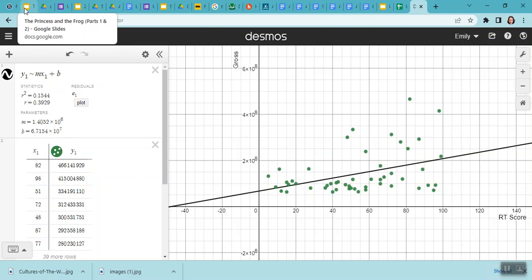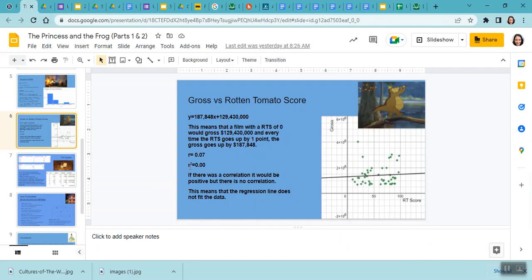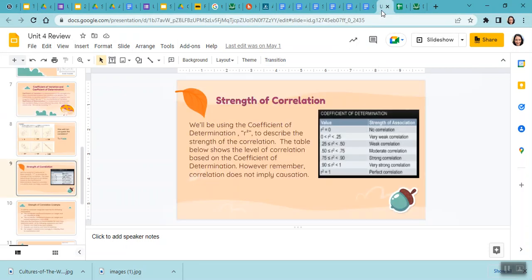Let's look back at my sample. You can also get the r and the r squared from Desmos. The r tells you, if it's positive, you have a positive correlation, and if it's negative, you have a negative correlation. R is positive, positive correlation; r is negative, you have a negative correlation. But the r squared tells you about the strength. So if you go back into Unit 4 or into the review notes for Unit 4, you find this table, strength of correlation based on the r squared. My r squared is 0, so no correlation, but you can find your correlation from this table right here.